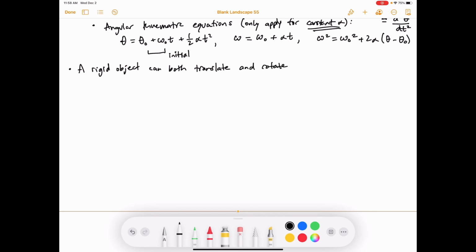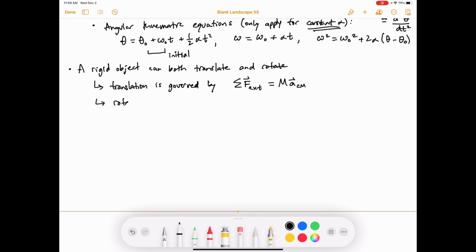And in general, we'll have to think about both types of motion. So the translational motion is governed by the following equation. We have the net external force equaling the mass of the object times the acceleration of the center of mass of the object.